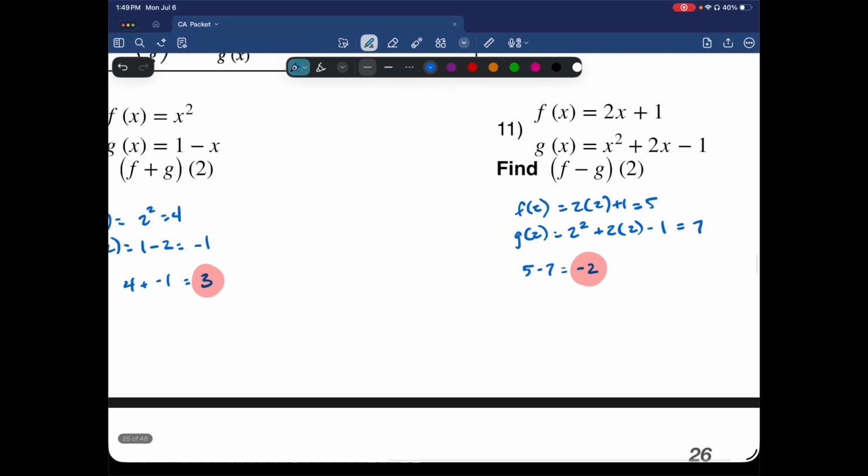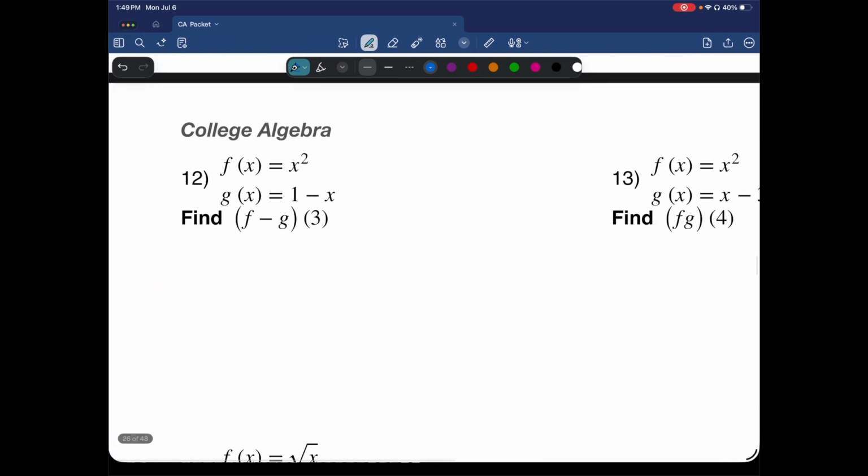All right, 12. I got f of 3 equals 3 squared. g of 3, I got 1 minus 3. 3 squared is 9. 1 minus 3 is negative 2. I'm subtracting, so I got f minus g, so that's going to be 9 minus negative 2, which is positive 11.